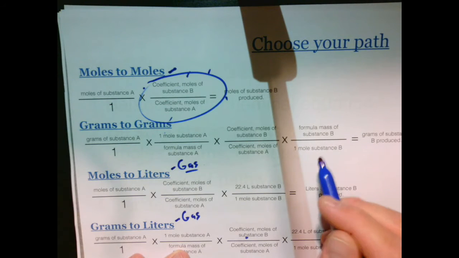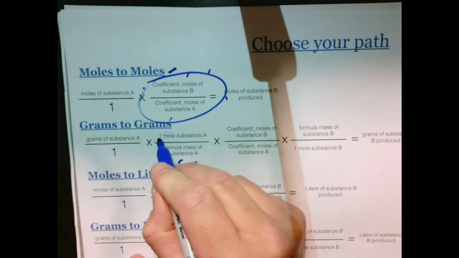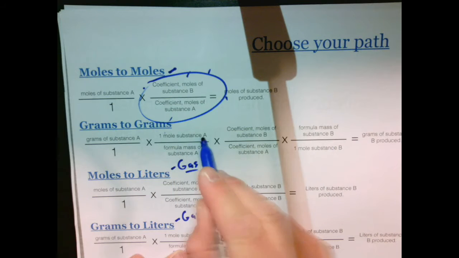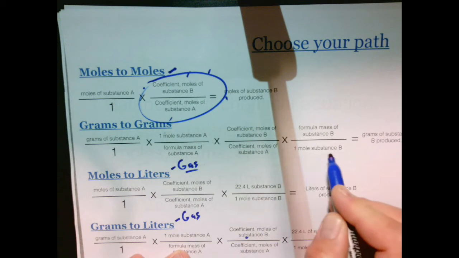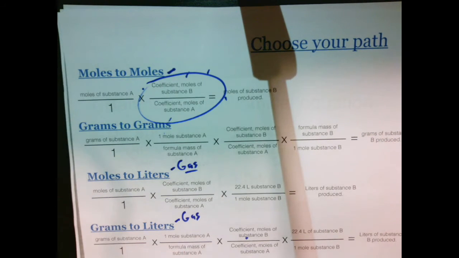A lot of times students are like, what do I put here? I don't know what I put here. You put 1 here, and you put 1 here, okay? 1 mole of substance A, 1 mole of substance B. And then in this last fraction, the numerator is the formula mass of substance B, okay? So let's look at 2 examples, okay?